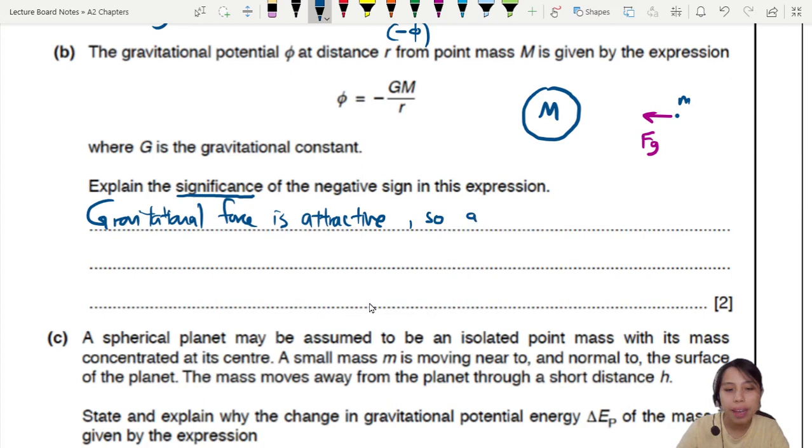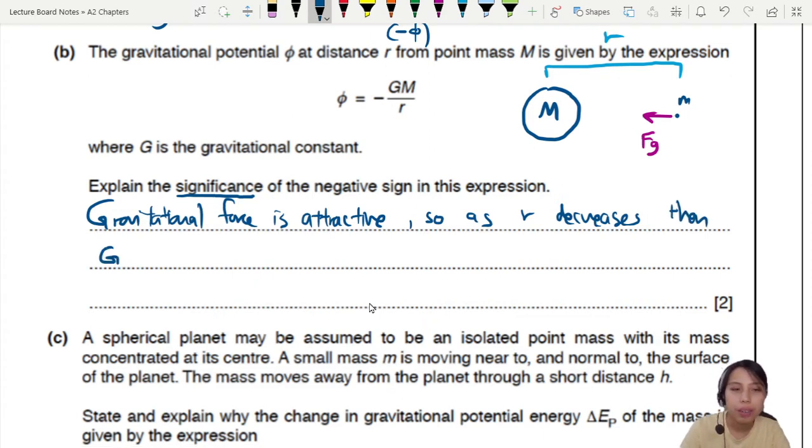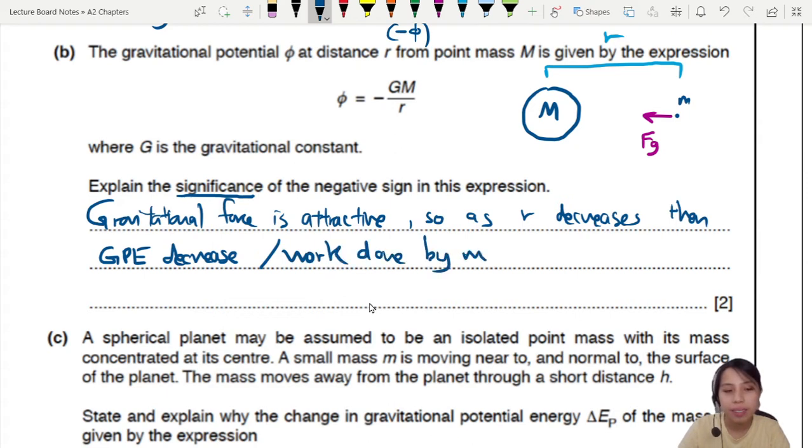So we can say as radius r decreases, means you get closer and closer. r is the distance between the center and the test mass. If r gets smaller and smaller, then you can say that the gravitational potential energy decreases. GPE of that mass, the mass that is moving around. Other words you can possibly say is then work done by the masses as they go closer and closer together. So there is work done by the masses.